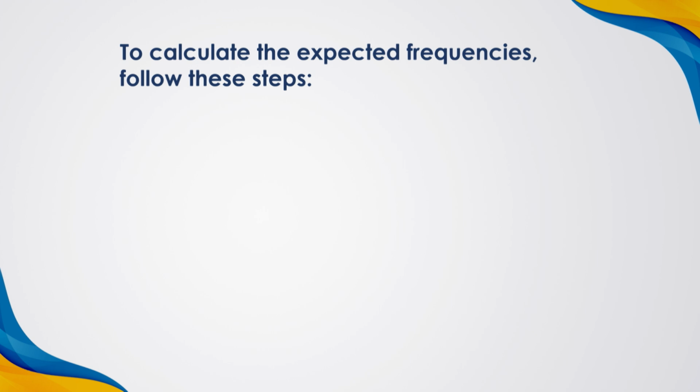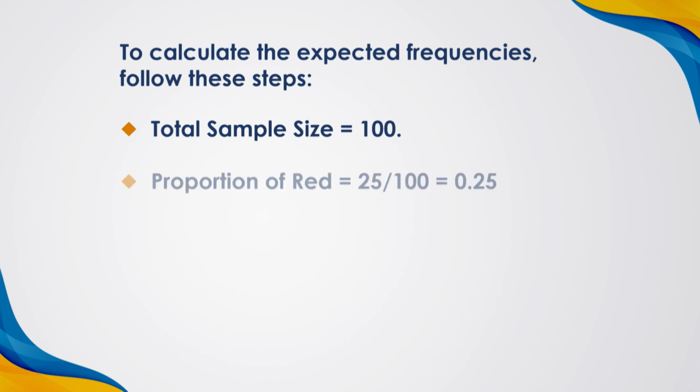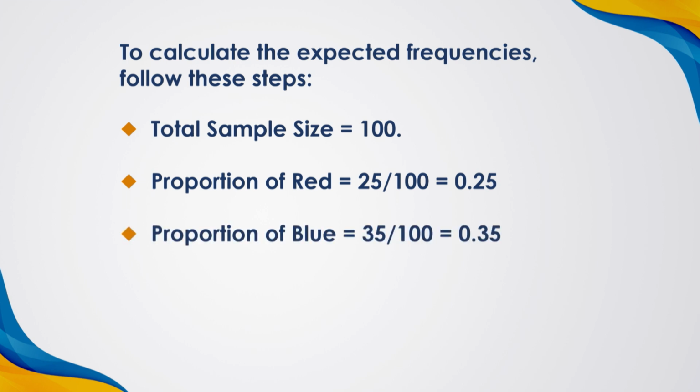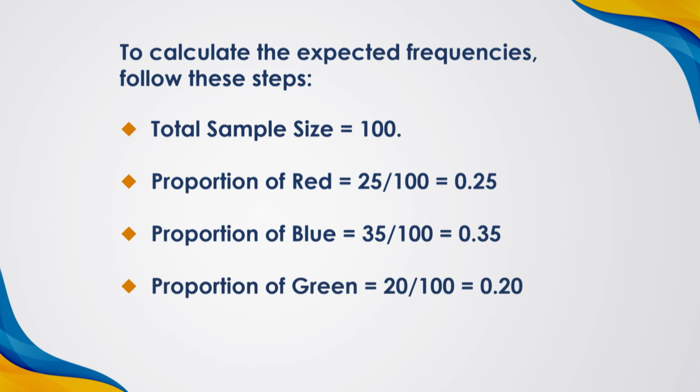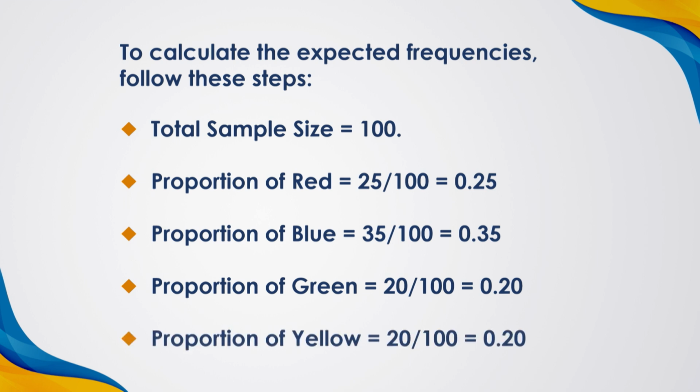How to calculate the expected frequencies? You can go with these steps. You have the total sample size as 100, then you have the proportion of red as 25 by 100, that is nothing but 0.25. Similarly, proportion of blue will be 35 by 100, 0.35. Then proportion of green will be 20 by 100, 0.20, where you are getting your proportions for your colors. At the end, proportion of yellow will be 20 by 100, 0.2.